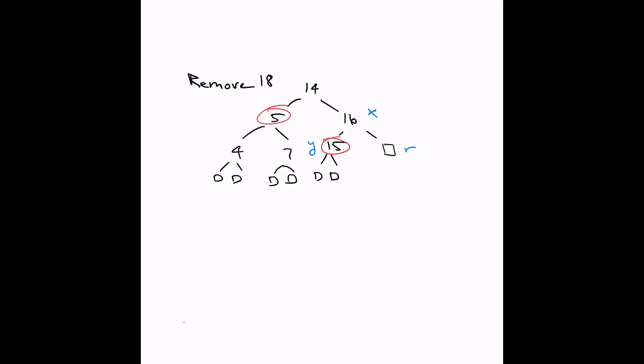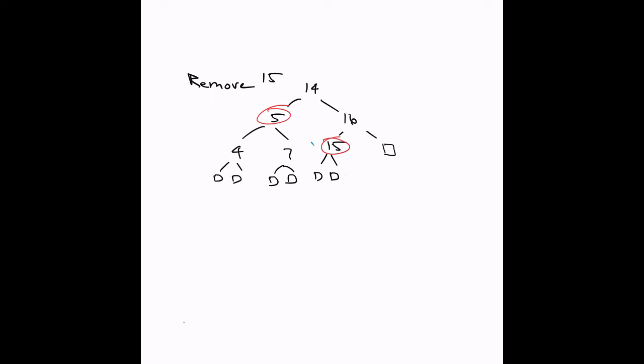So here we have 1, 2, 3. And then on the right side we have 1, 2, 3, and 1, 2, 3. So that's how you can check to make sure that you perform these operations correctly. Now we're going to remove 15.